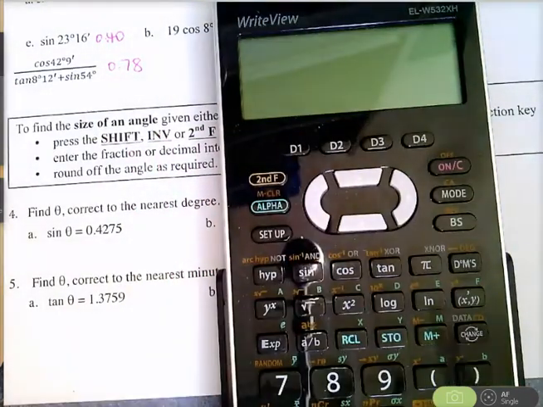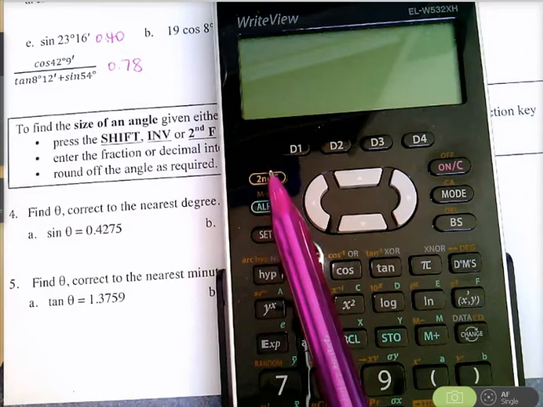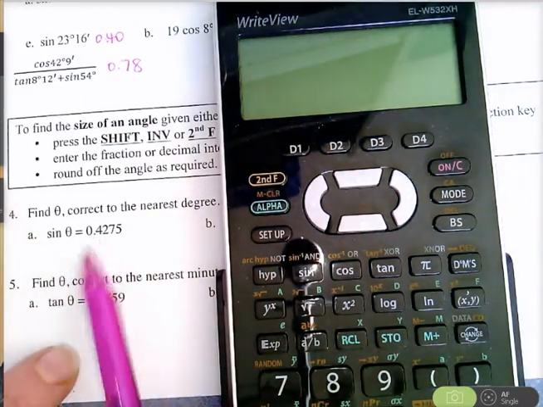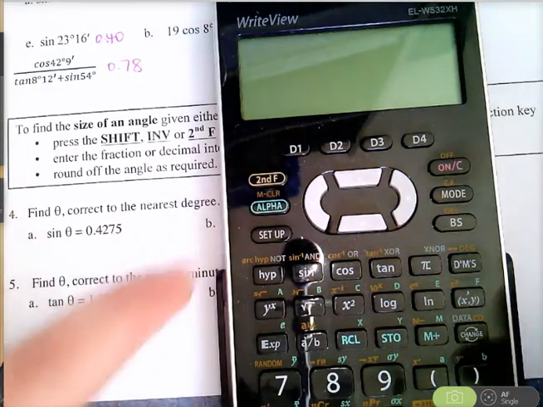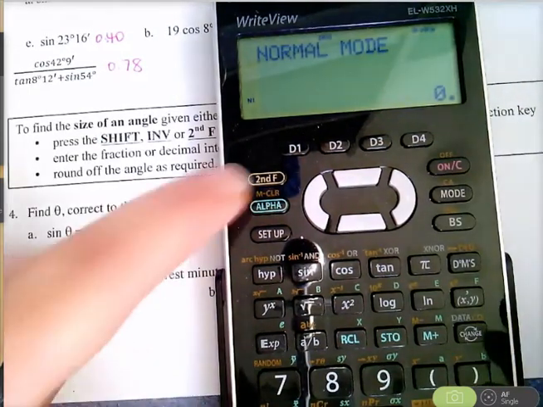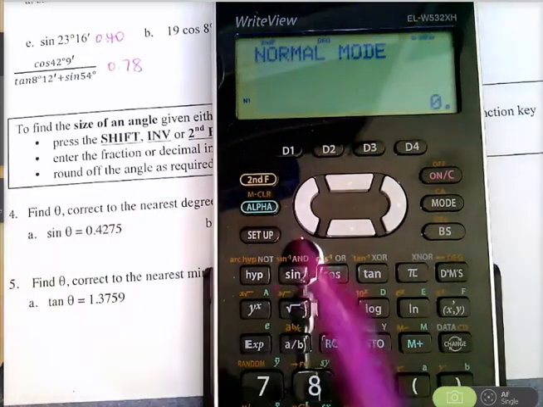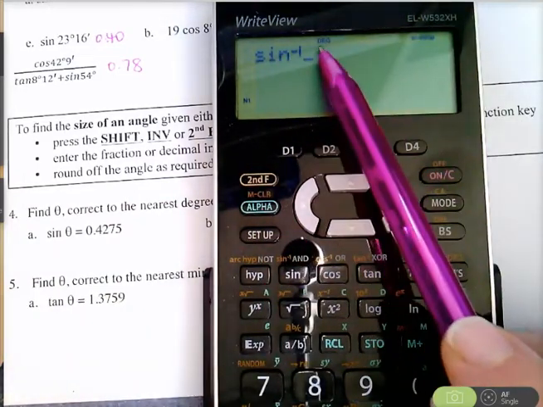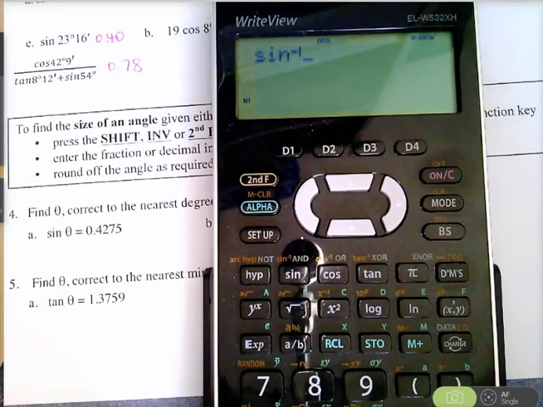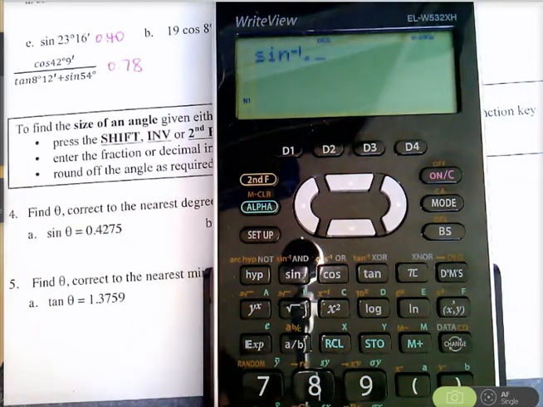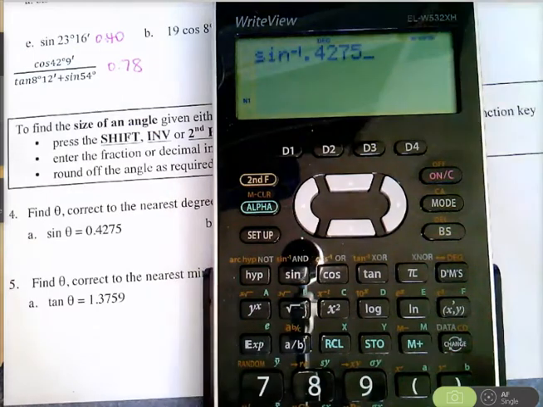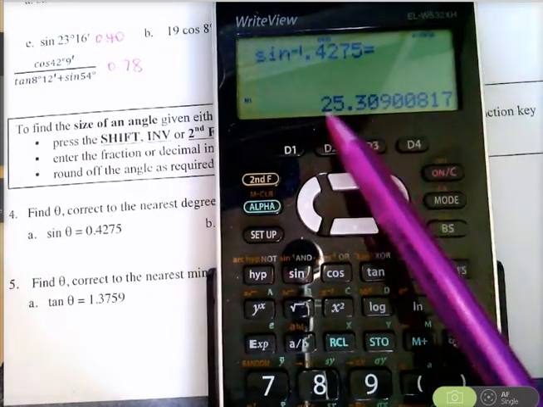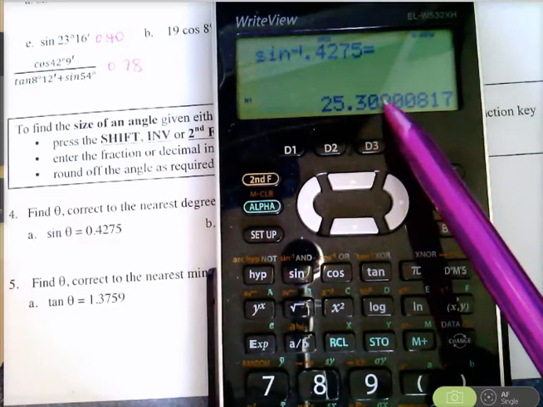Now on this calculator I've got the second function key. Okay, so with sine of something is 0.4275, what I do is press second function, sine, and it shows sine to the -1, that's the inverse function, and then I press 0.4275 equals, and it will give me the angle, but that angle is written as a decimal.